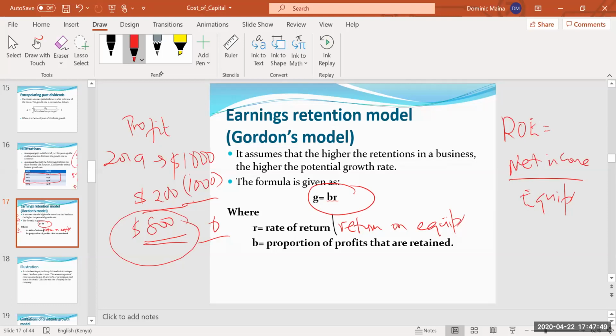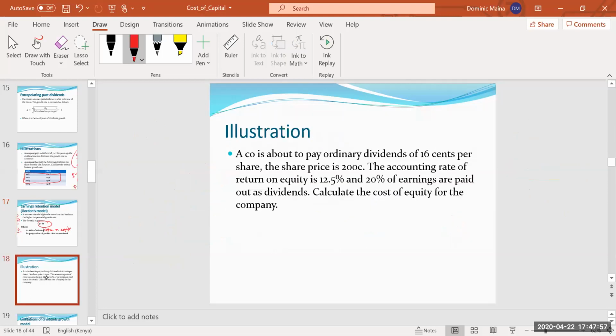You can apply the model in a question. So let's apply the model to a question. And there goes the question. So go through it, then we discuss together. I suppose that you have gone through the question.